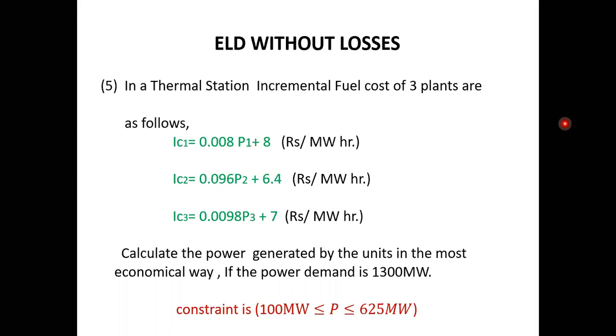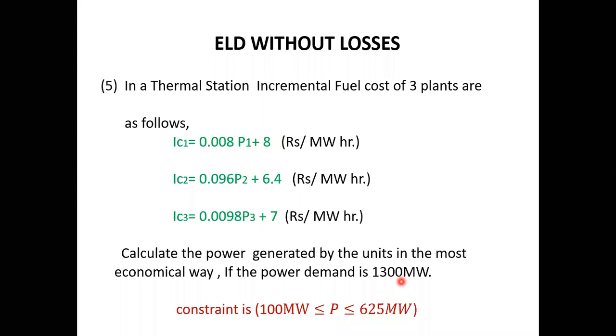So let's see this problem. In a thermal station, incremental fuel costs of 3 plants are as follows, that is IC1, IC2 and IC3. They have given the incremental cost of 3 plants. And they're asking to calculate the power generated by the units in the most economical way if the power demand is 1300 megawatts. This is also nothing but a given data.